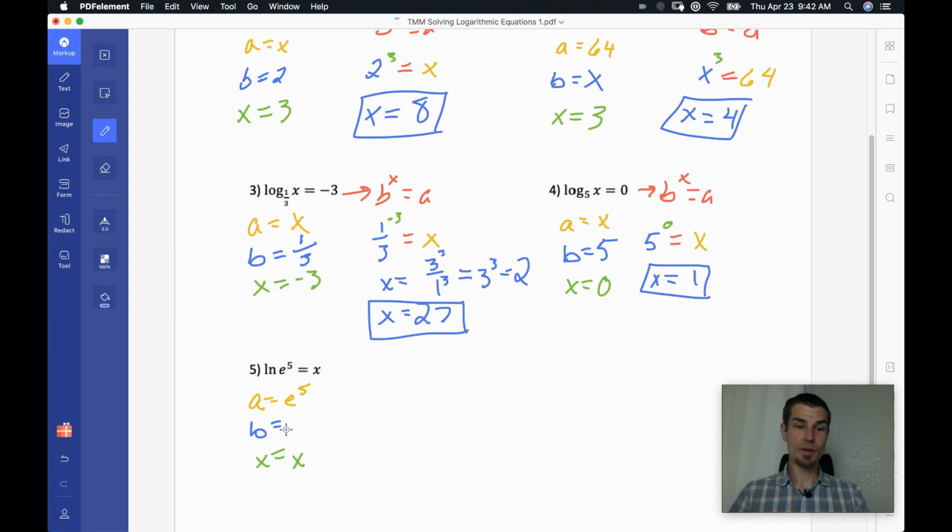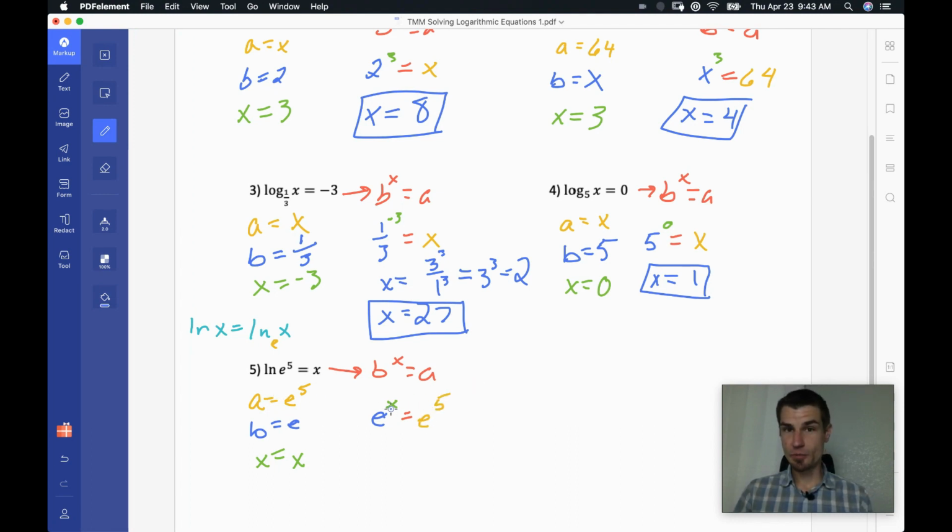So x is x, but what's our base? What is the base of a natural log? Remember from our properties video, if we ever see the natural log of x, we know that the base, we just don't write it, is e. The base of a natural log is always e. So we know that our b value must be equal to e. Let's change this into exponential form and see where it gets us. Our b is e, so we substitute that in. Our x is x, so we just substitute that x in. And our a is e to the 5th power.